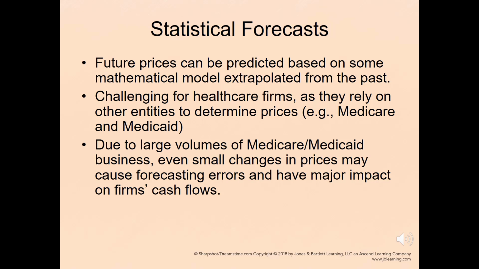Future prices can be predicted based on some mathematical model extrapolated from the past. This is challenging for healthcare firms as they rely on other entities to determine prices, for example, Medicare and Medicaid. Due to large volumes of Medicare and Medicaid business, even small changes in prices may cause forecasting errors and have a major impact on the firm's cash flow.